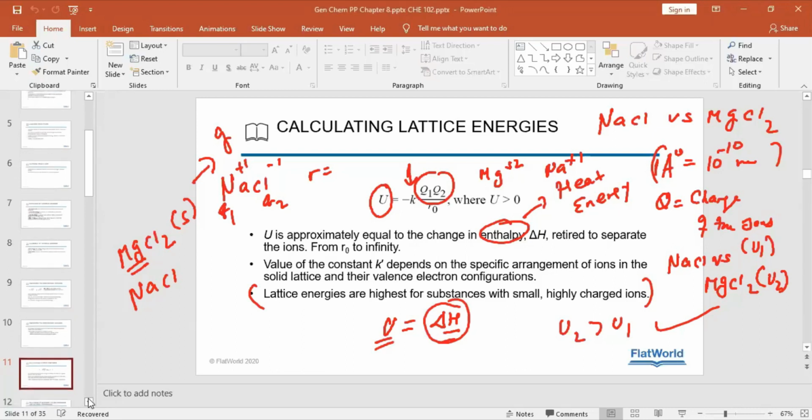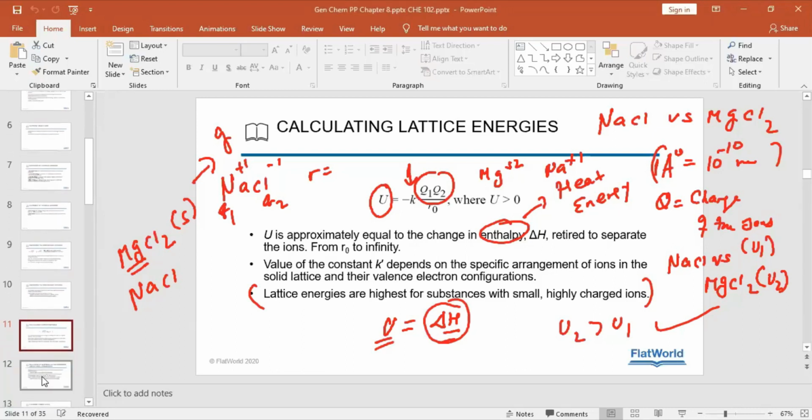Roger, please go ahead, sir. Yes, excuse me, Professor Fakir. About the minus sign in front of the lattice energy, I have a hard time understanding how the lattice energy will always be positive. Could you explain?